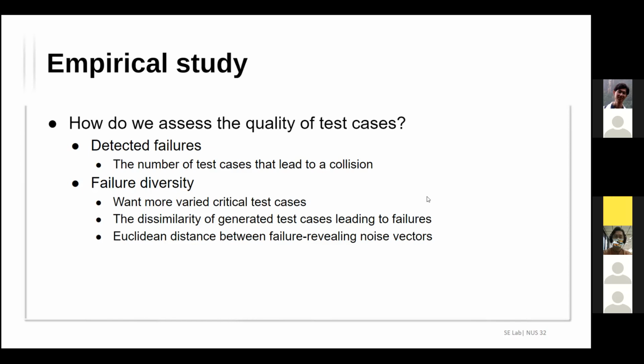By the way, how do they evaluate the difference between the test cases? Yes, they just use the Euclidean distance between the failure-revealing noise vectors. Can you, maybe I missed this point, give an example of the failure-revealing noise vectors? Oh, it's just a test case that's a failure, so a test case that causes a collision, because the test cases are encoded as noise vectors.